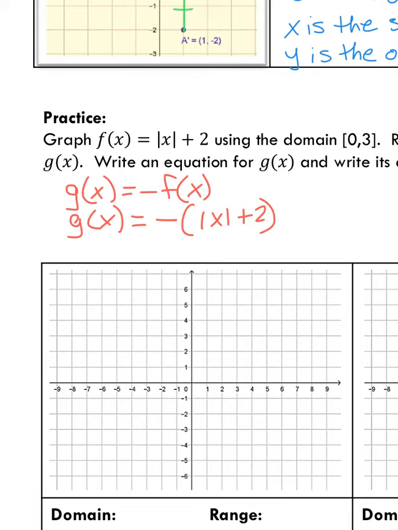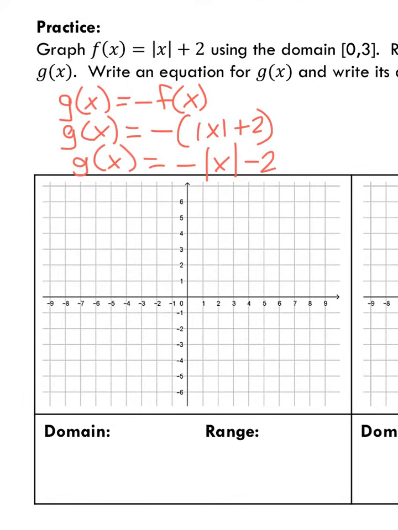That means we're going to have to essentially distribute this. This is like a -1 distributing to everything inside the function here. And so I have g of x equals negative absolute value of x plus 2.